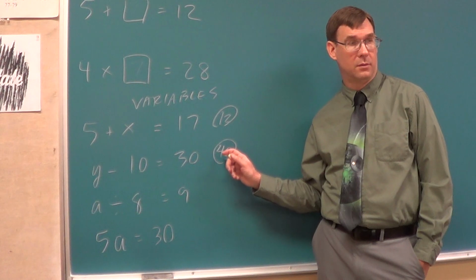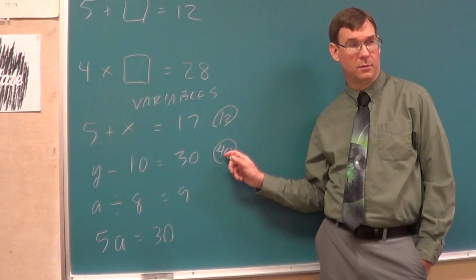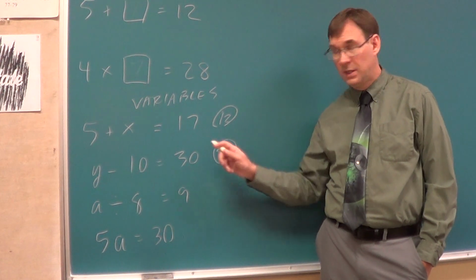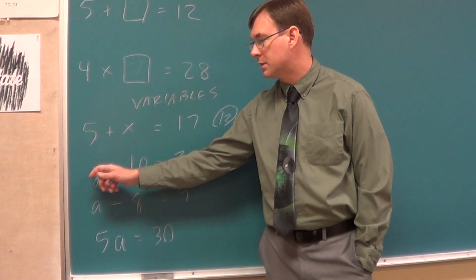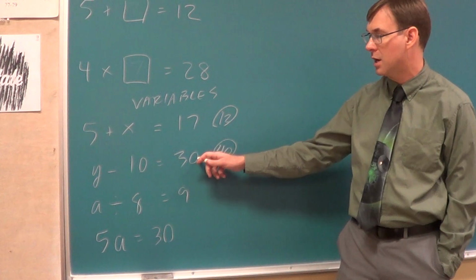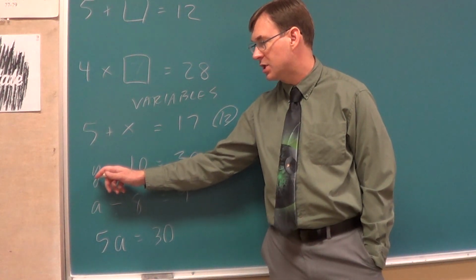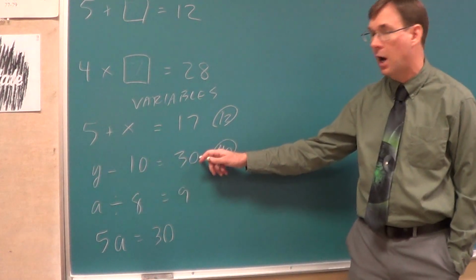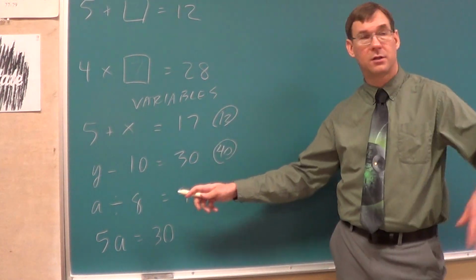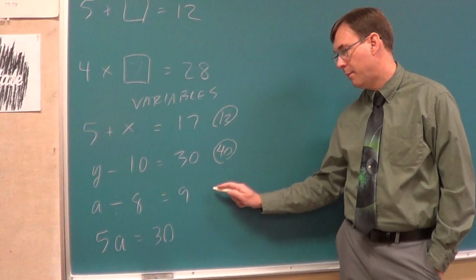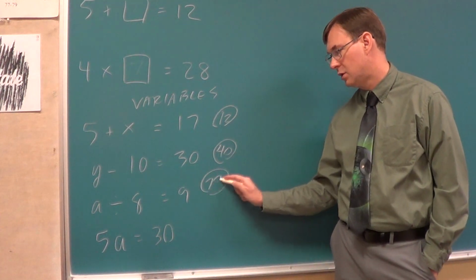You could check it by putting it in. Put the 40 in where the variable was, and do 40 minus 10 and make sure it's 30. Because if you said 20 but you checked it, 20 minus 10 is not happening. Here I see divide, so you'd have to multiply, and the magic number there is 72.